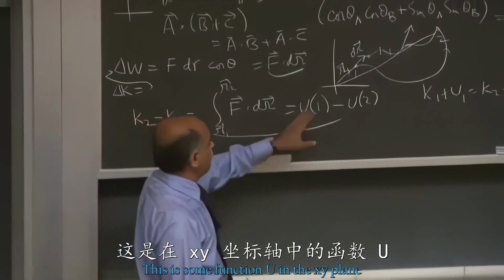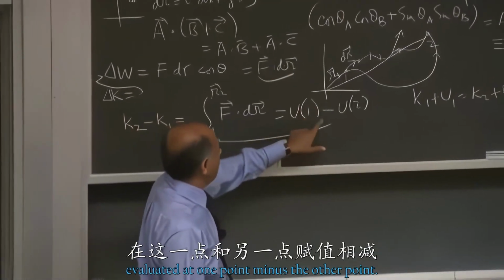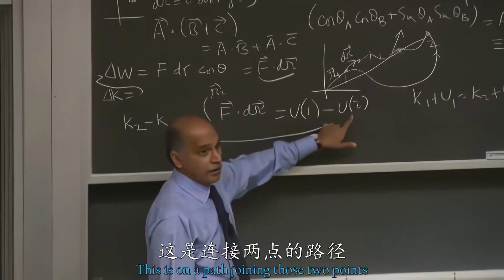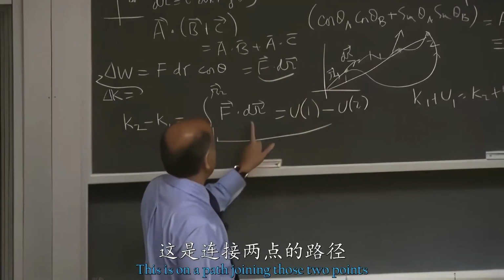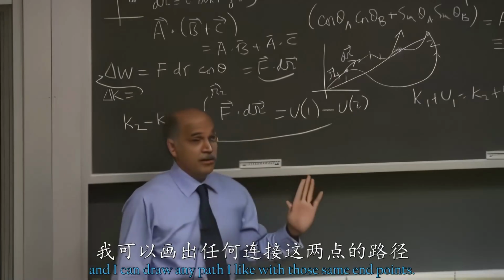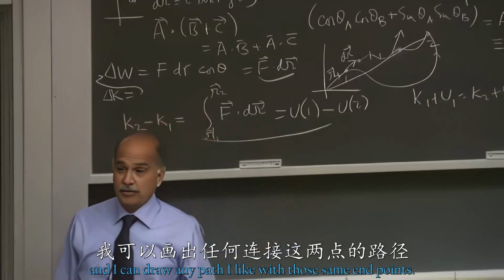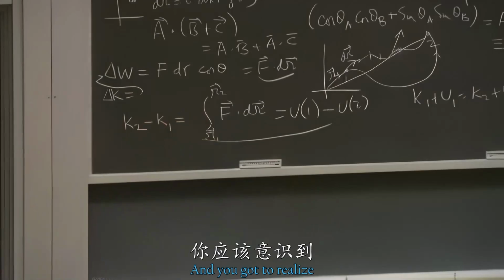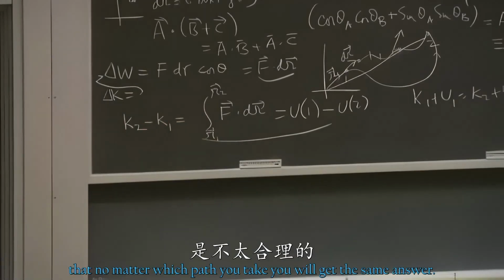This is some function u in the xy plane evaluated at one point minus the other point. This is on a path joining those 2 points, but I have not told you which path, and I can draw any path I like with those same endpoints. Now, you've got to realize that it's very unreasonable to expect that no matter which path you take, you will get the same answer.